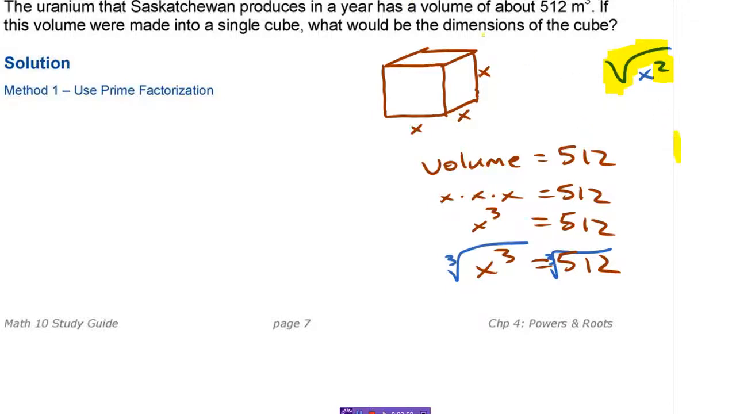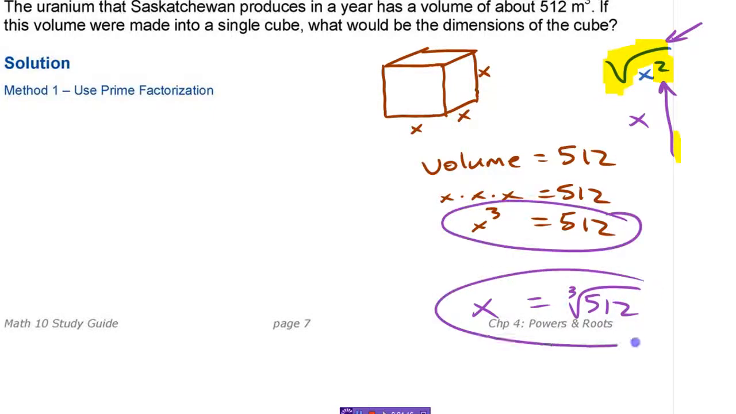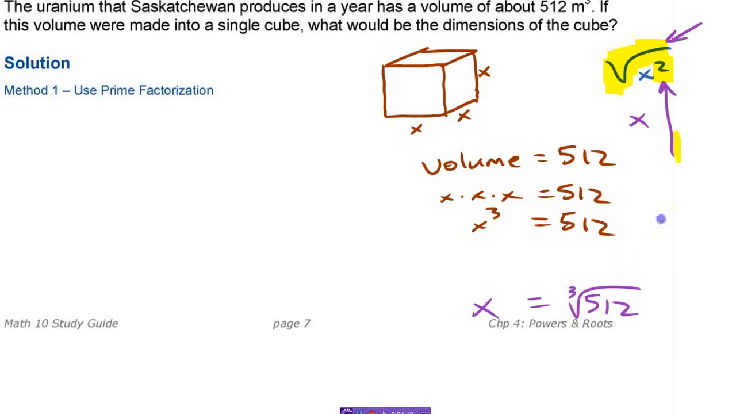If somebody squares this thing and then square roots it, what is it going to end up being? Isn't it just X? If I take the cube root of something cubed, I end up with just that X there. However you approach this, whether you write this step or not, you should know that if X cubed is 512, X is the cube root of 512 in solving this problem.